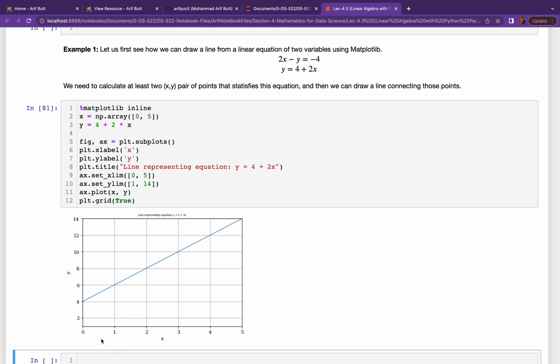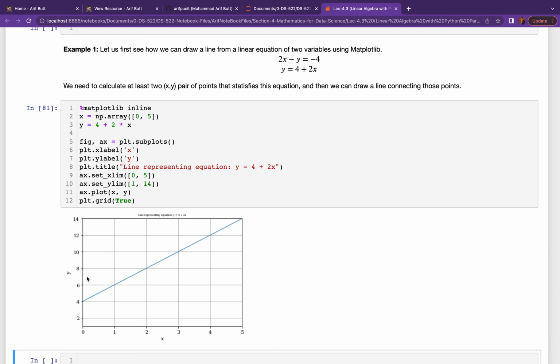For example, 0, 4, 1, 6, 2, 8, 3, 10, 4, 12. These all are the solutions to this equation. Note the y-intercept is 4, which means that if x is equal to 0, the line crosses the y-axis 4 units above 0. And this line is rising. That means the slope is positive. So there exists a positive relationship between these two variables x and y.